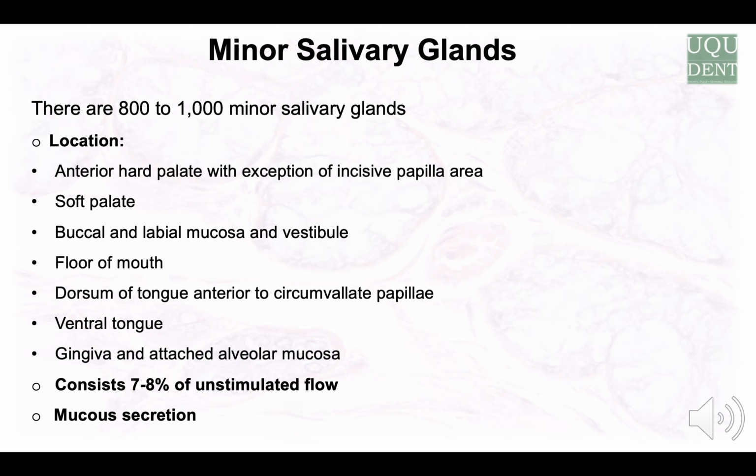They're also present in the soft palate, buccal and labial mucosa and vestibule, floor of the mouth, dorsum of the tongue anterior to circumvallate papilla, ventral tongue, gingiva and attached alveolar mucosa. It consists 7 to 8% of unstimulated flow. The secretion is a mucus secretion.